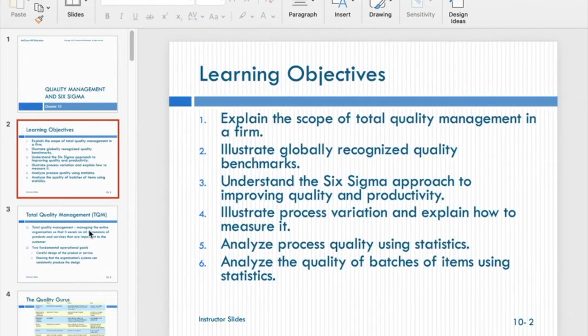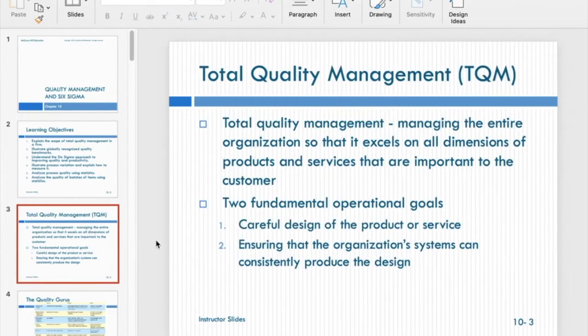All right. So let's first start to talk about quality management. Here the slide gives us the definition of total quality management. It says that quality management is managing the entire organization so that it excels on all dimensions of the products and services that are important to the customer. This definition is a little bit abstract, but let me give you a sense of it.